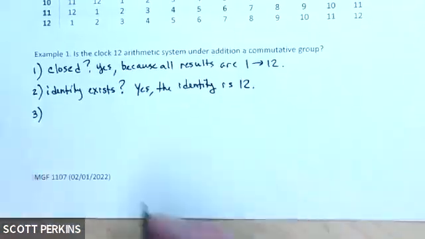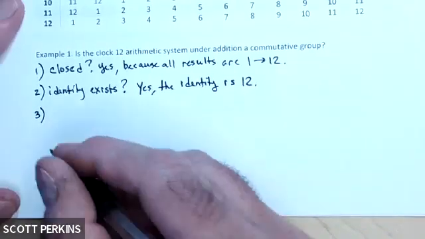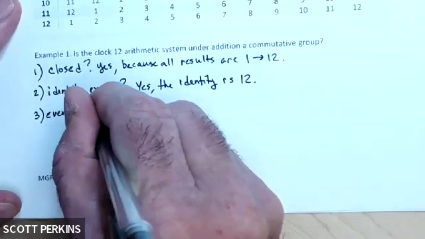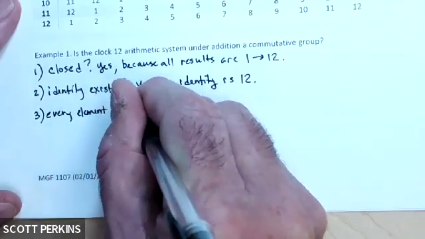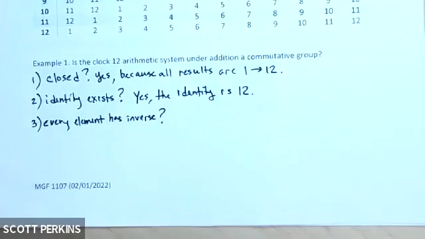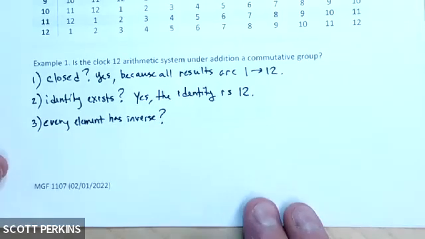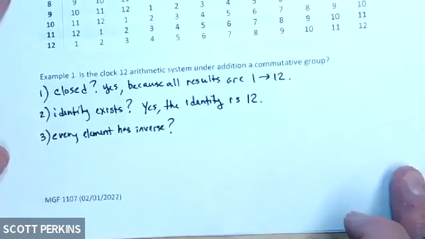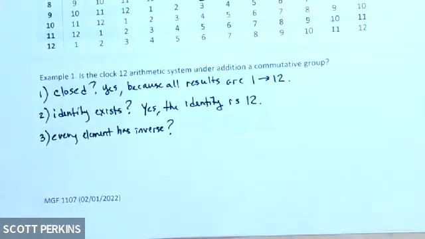So what is the third thing I have to look for? Every element has an inverse. And what that means is every element has another element you combine it with to make 12, to make the identity. So what I'm going to do is go up to the table, and we are going to go through every element and ask what is its inverse, because everyone has to have one. And again, there's 12 elements we've got to go through.